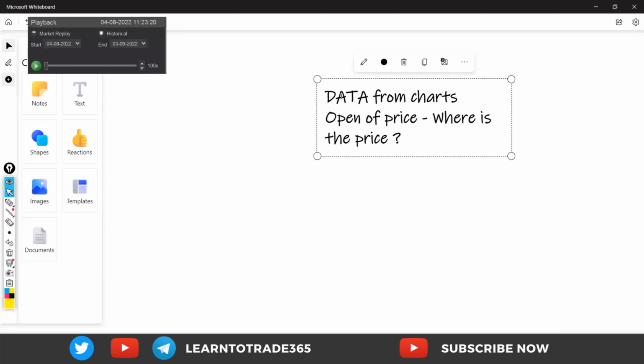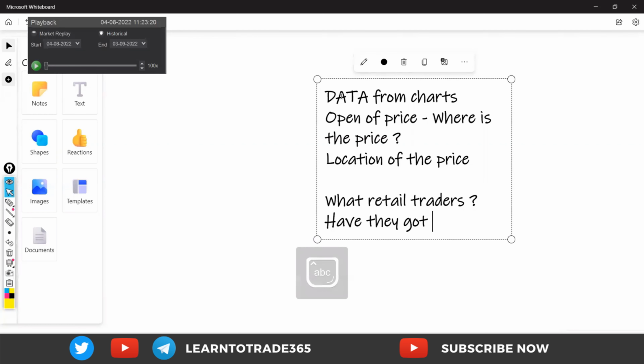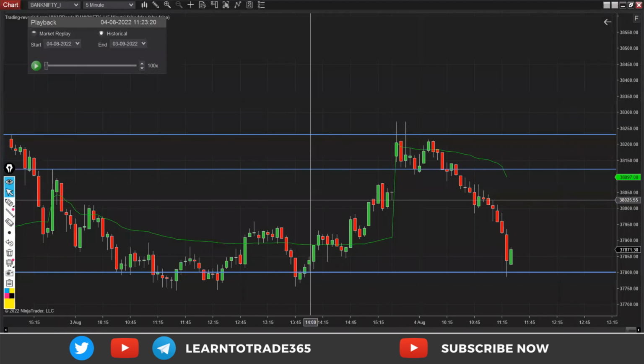Arsh Jain sir, I think you have joined the session late, yes or no? Because you are asking a question, what reference level includes. Opening of the price, where is the price? Location of the price. Simple things. And before taking a trade, what I am doing? I am checking what retail traders are doing. Have they got trapped? Simple funda, simple process. This is the simple thing I'm doing with various chart examples by making a playback.